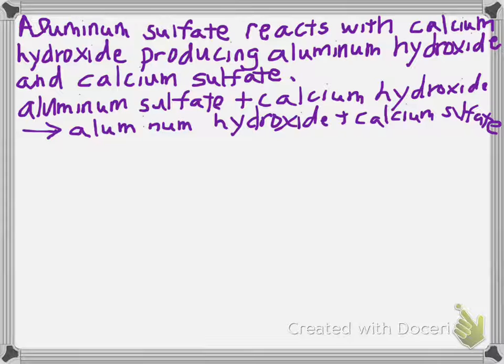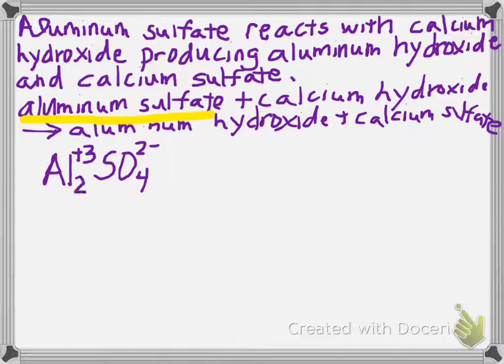Now we need to make this a skeleton equation. So we need to make these formulas. This first compound here, aluminum sulfate, is an ionic compound. I know because I see that polyatomic ion I have memorized in it. So my symbol is Al. Charge is plus 3 because it's in group 3A. Sulfate is SO4, charge of negative 2. So I have my symbols and charges, I have to crisscross. And I'm going to need multiple sulfate, so I need to put it in parentheses.